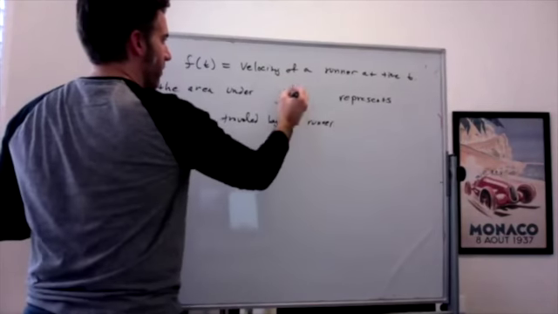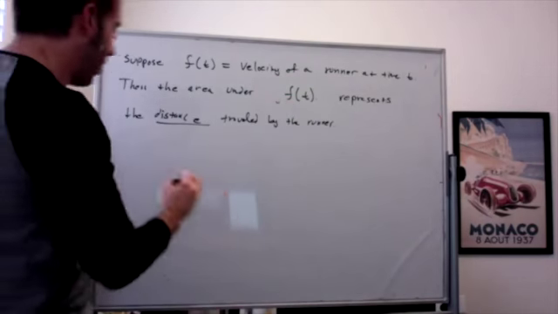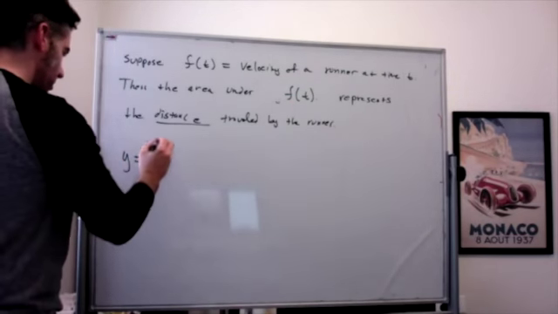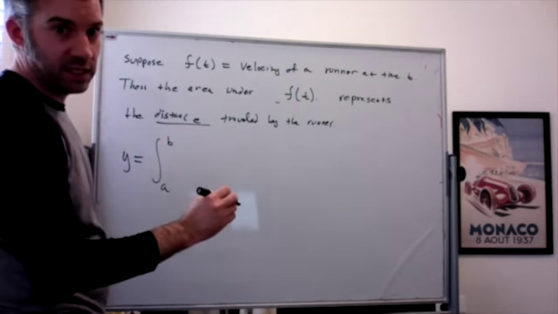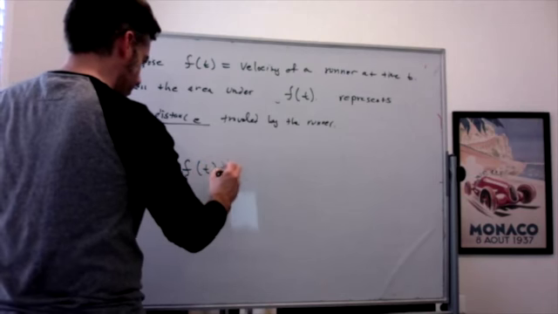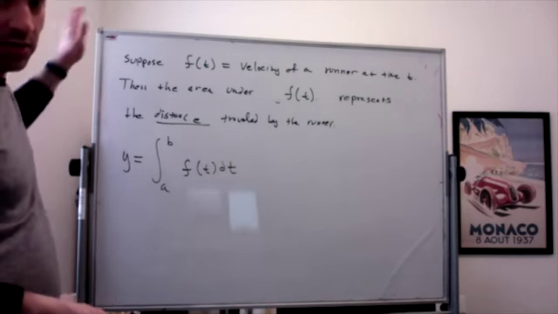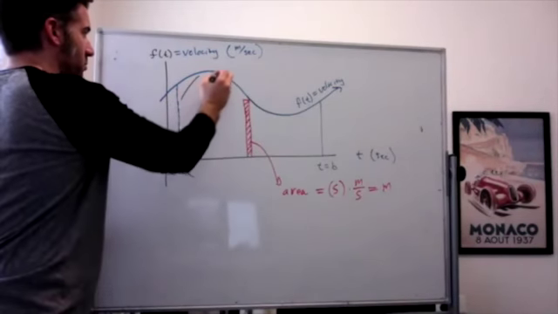The area under f of t. Okay, so here's what I actually want to call y. I want to call y the integral from a to b of f of t dt. So y is just the area under the curve, right? All this area.